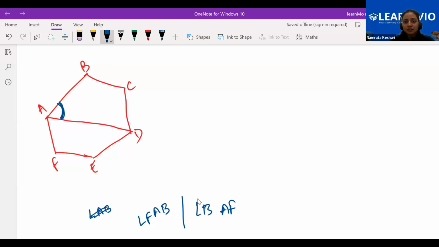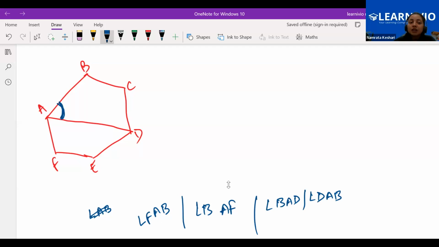Whatever he said, is that correct? No, ma'am. The angle is angle BAD, or maybe the angle DAB. Yes, Heather. It will be angle BAD.